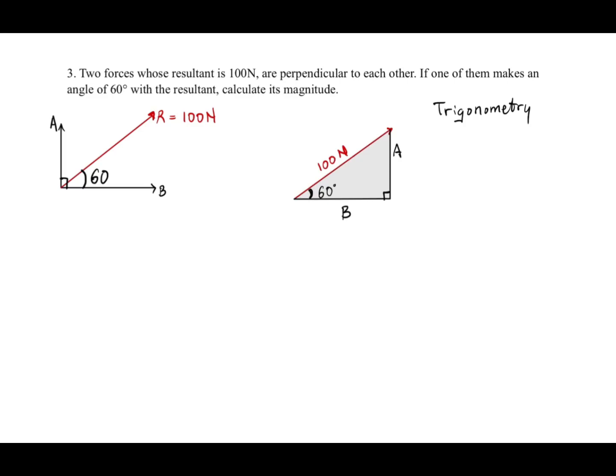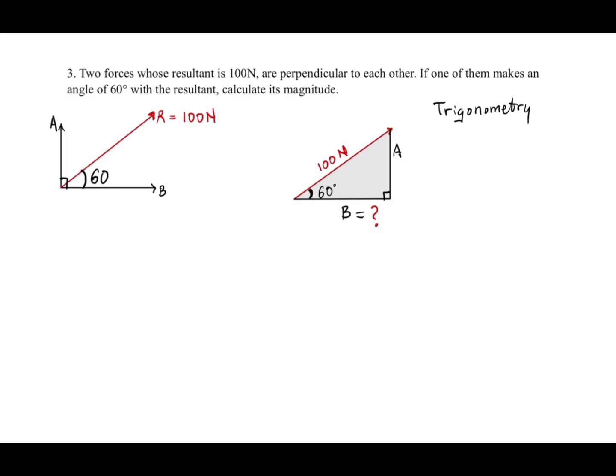Looking for the length of B here, because the question said if one of them makes an angle of 60 degrees with the resultant, calculate its magnitude. This is the force that made an angle of 60 degrees with the resultant, and so this is the angle we're going to be referring to. If A made the angle of 60 degrees with the resultant, then we'd be solving for A. But because we chose to solve for B and made B 60 degrees to the resultant, we're going to solve for B. So B now is our unknown.